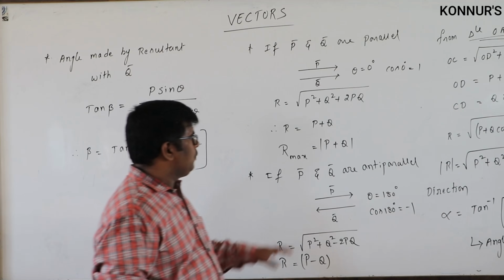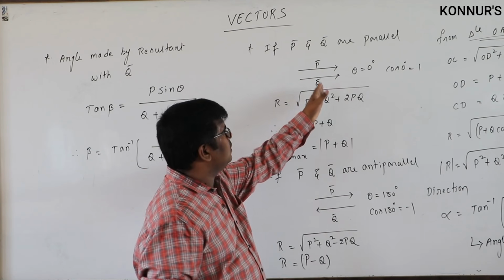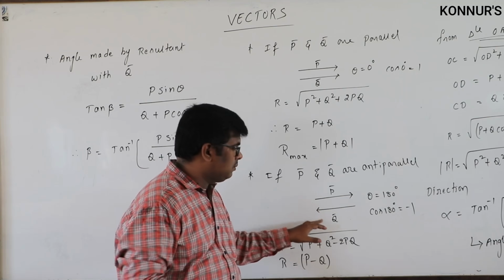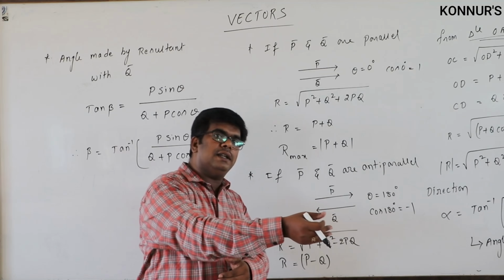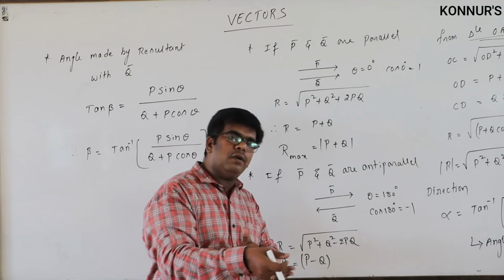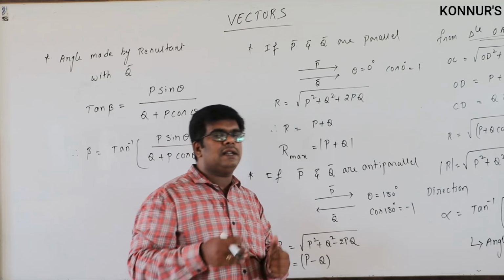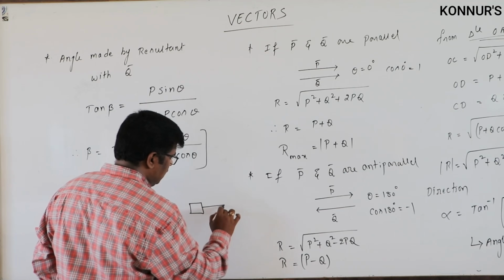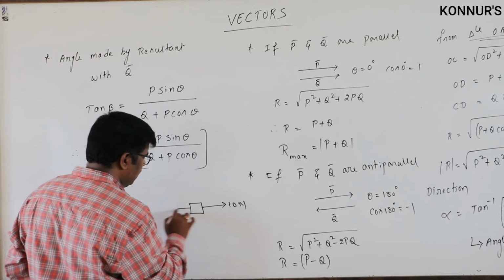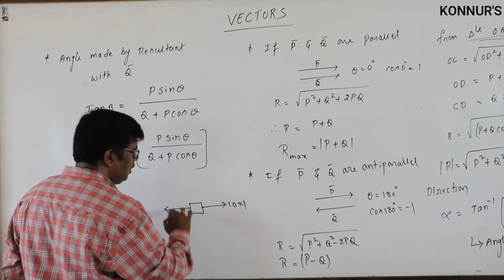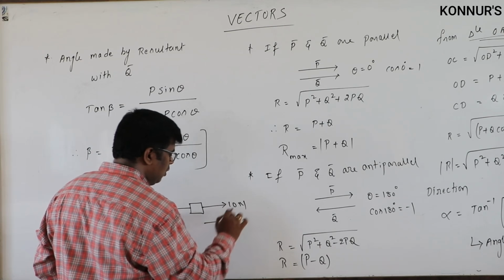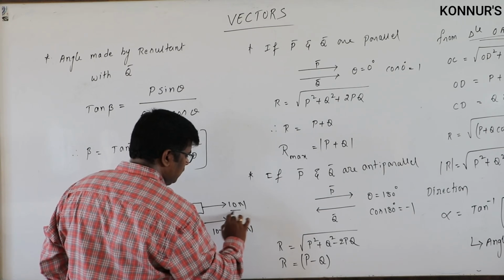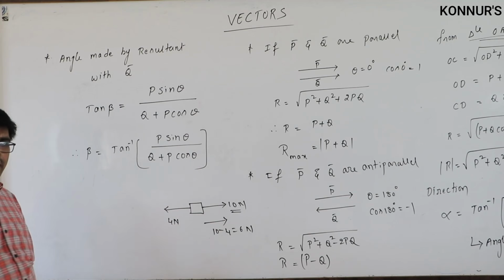You can understand, if both are in the same direction, the resultant will also be in the same direction. But if both are in opposite directions, the resultant will be in the direction of the higher magnitude vector. Let us suppose a body has a 10 Newton force applied on one side and a 4 Newton force on the other. Which side will the resultant be? The resultant force here is 10 minus 4, which is 6 newtons, along the higher magnitude side.